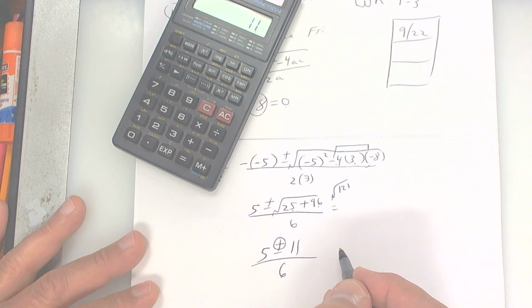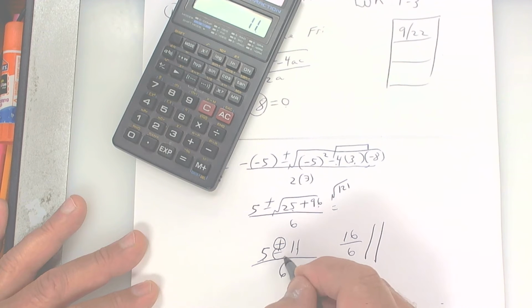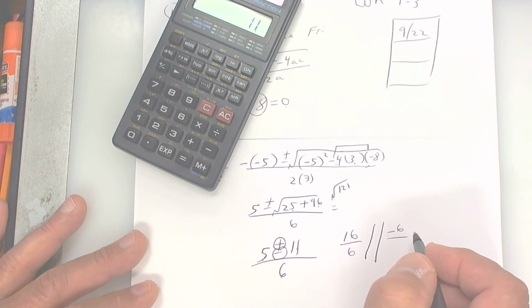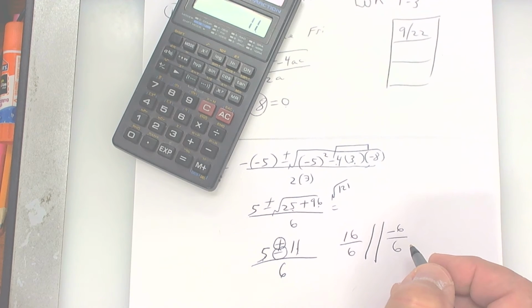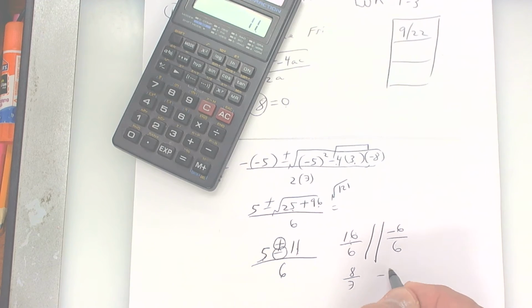So we're going to do the plus first. So 5 plus 11 is 16 divided by 6. Then we're going to do the minus. 5 minus 11 is a negative 6 divided by 6. So this reduces to 2 goes into 16, 8 over 3, and this is a negative 1.